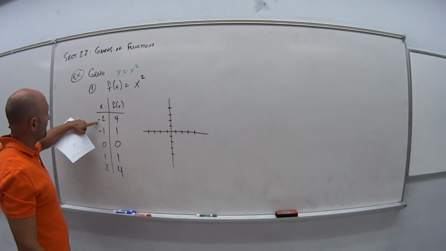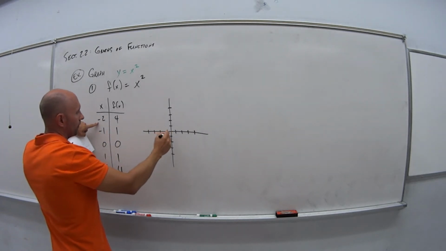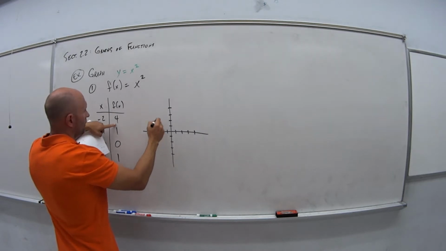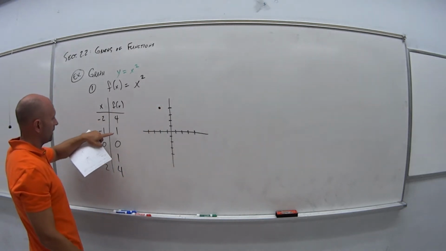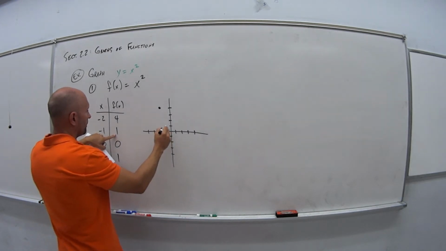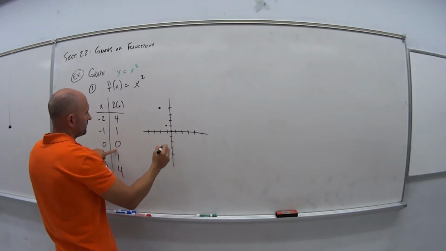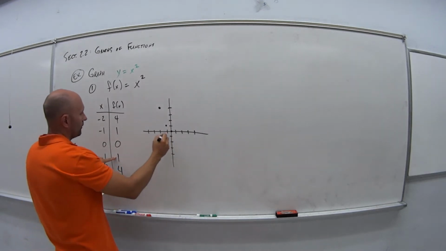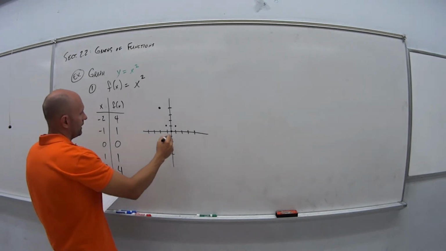So I have negative 2, positive 4. The x always is left or right first. So 2 to the left, 4 up. 1 to the left, 1 up. 0, 0, that puts me at the origin. 1, 1, so 1 to the right, up 1. 2 to the right, up 4.